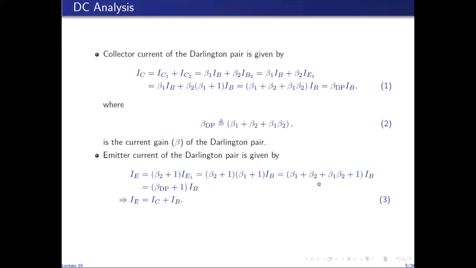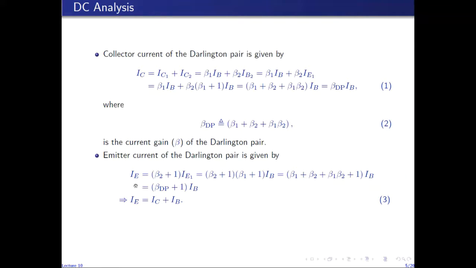So again, I can multiply and open up all the terms, and realizing that we have already called this term beta dp, replacing this with beta dp, we get this expression. And you can see that this again is consistent with the relation of the emitter current with the base current of a single transistor. So this expression here is consistent with the expression which relates the collector current with the base current of a single transistor.